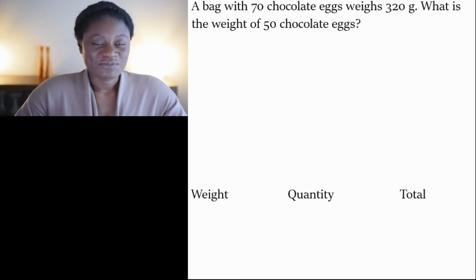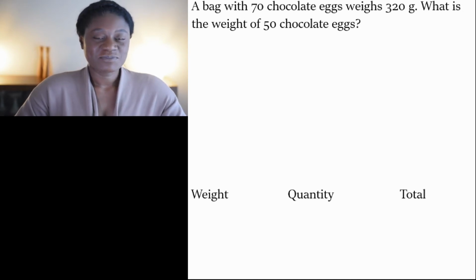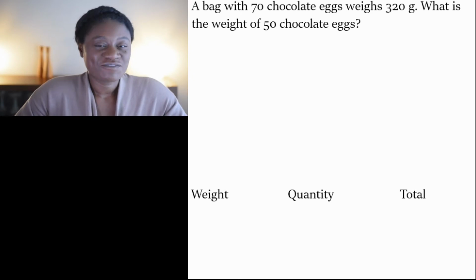I have another math problem for you, and this one's going to be a little bit more challenging, but we have the tools that we need in order to solve it. So let's take a look. A bag with 70 chocolate eggs weighs 320 grams. What is the weight of 50 chocolate eggs?